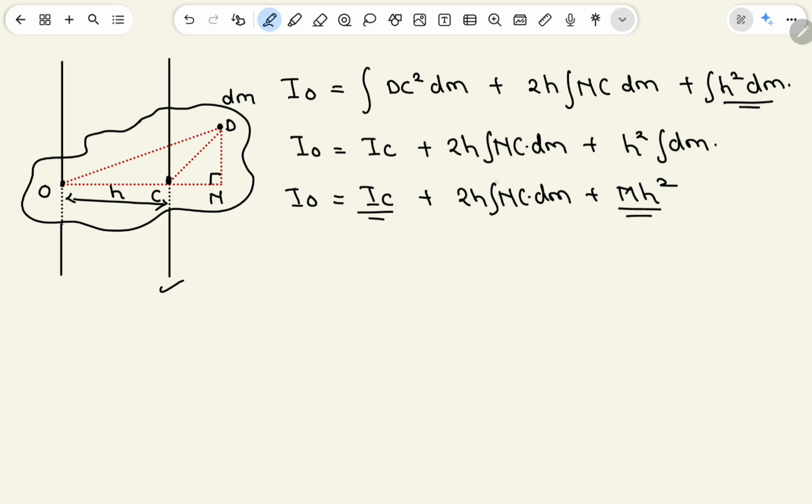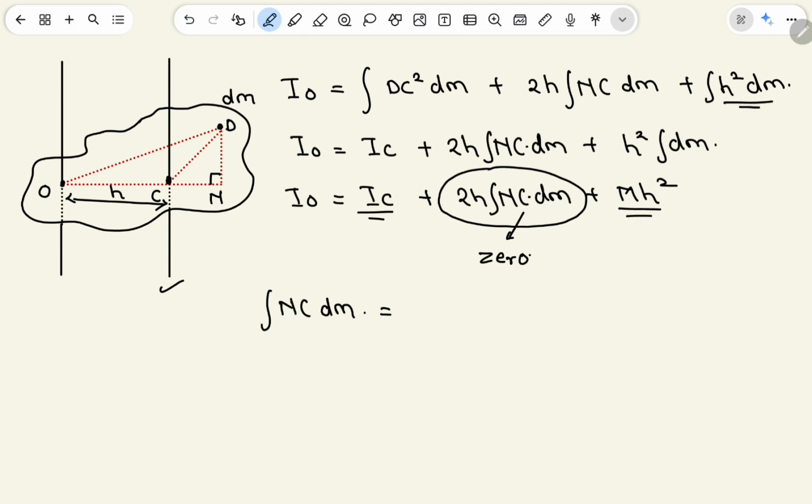But we have this extra term, and obviously that must be 0. And why is that 0? Understanding that is very important. So let's understand why that term is 0. Let's have a look at the integral, integral nc into dm.